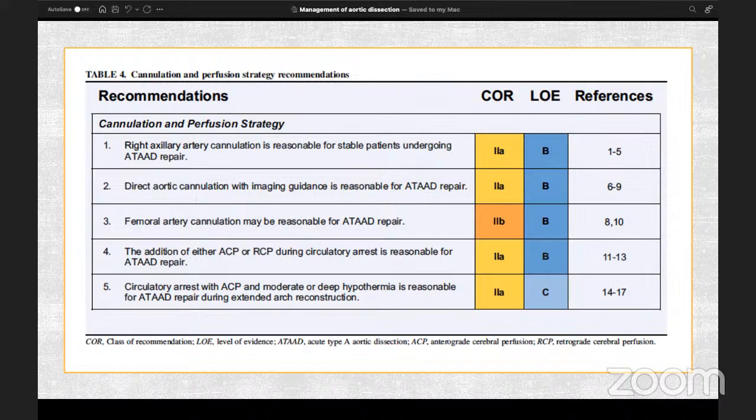Another thing that's very important in antegrade cerebral perfusion: you have to know how to administer it, what's the rate, what's the flow, what's the pressure. Are you going to talk about this or no? Actually, I did not mention, but usually the target pressure is around 70 to 80 millimeters of mercury, and you adjust the flow to achieve this target pressure.